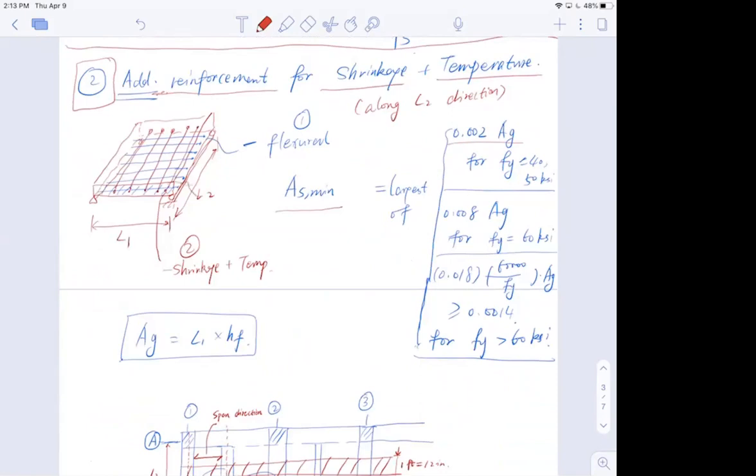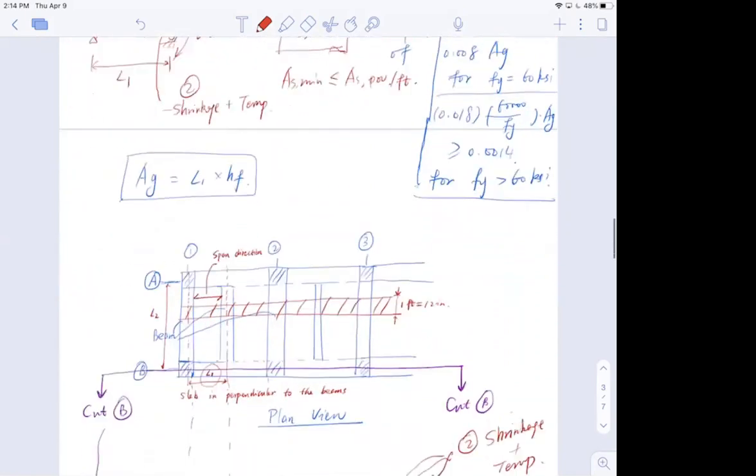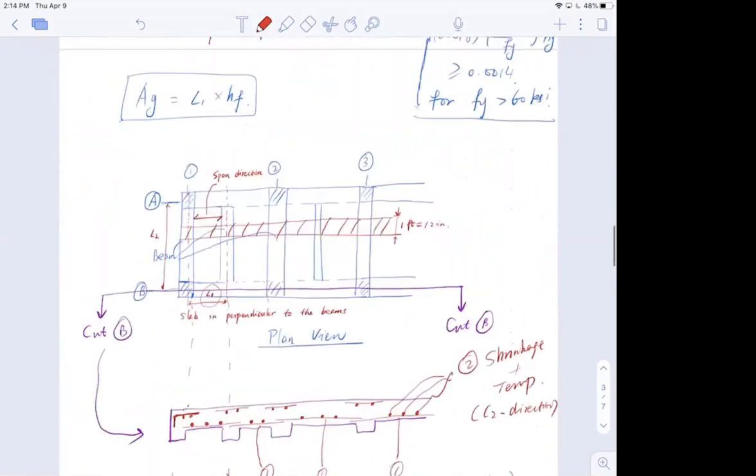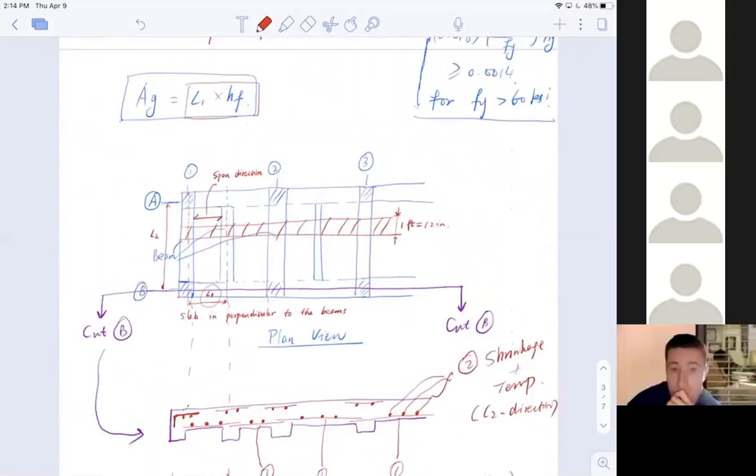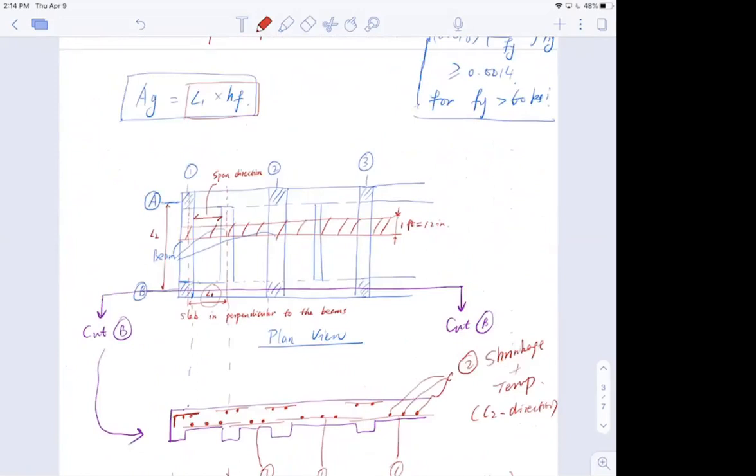These are the equations for the minimum reinforcement area for L2. Again, this will be compared: As min has to be smaller than or equal to As provided. Again, this is per foot. And don't forget, this is effective area.